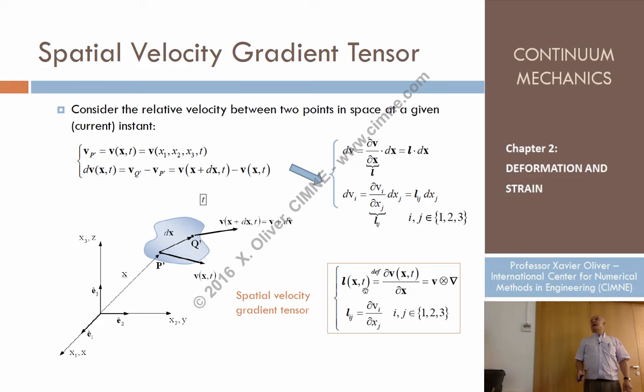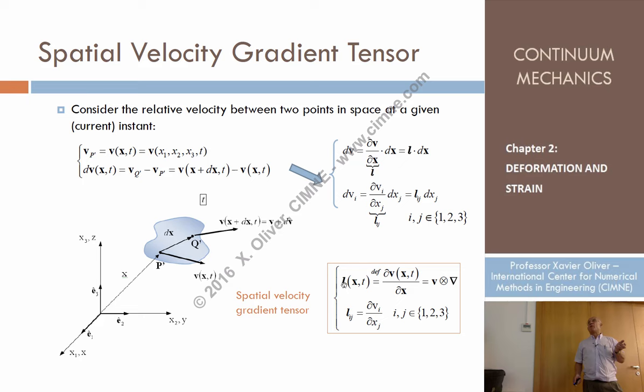So I've just defined a vector which is naturally defined in terms of the space and time for the position x and time t, defined as the gradient of v, tensor, open product, tensor, nabla, whose component ij is the derivative of vi with respect to xj. That tensor, if it's known, just by multiplying by the differential of x, the relative position of two particles, gives the relative velocity of these two particles. That is the physical role of this newly defined tensor, which is called small l.